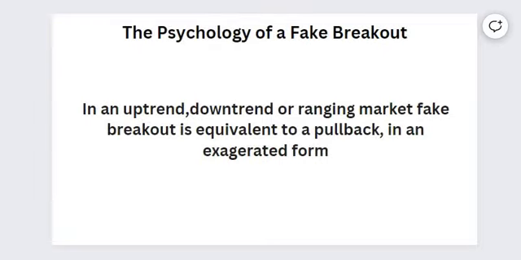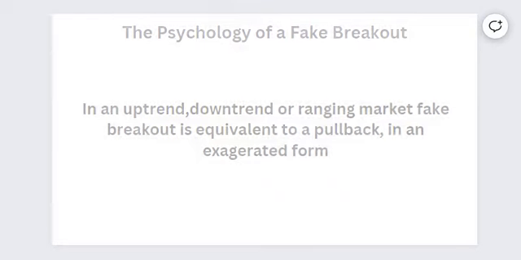So next, we are going to look at the psychology of a fake breakout. In an uptrend, downtrend, or ranging markets, a fake breakout is equivalent to a pullback in an exaggerated form. So it's the same thing as a pullback, but this is the kind of pullback that you cannot be too sure of, because there may be so many exaggerations of this pullback, we normally call them noise. There may be so much noise, volatility, and all of that with the fake breakout.